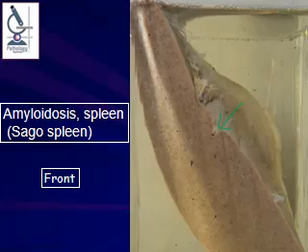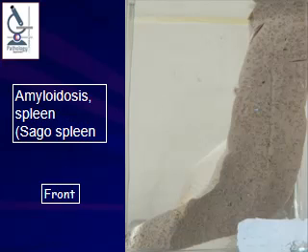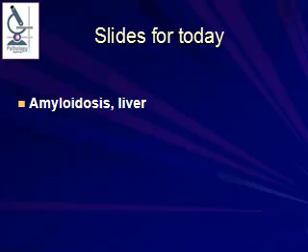This is part of an enlarged spleen, firm or rubbery in consistency. Cut section is mottled, showing multiple brownish areas, semi-translucent, waxy in appearance. This is the description of the amyloid material: brownish, translucent, waxy in appearance. This is also an example of amyloid.